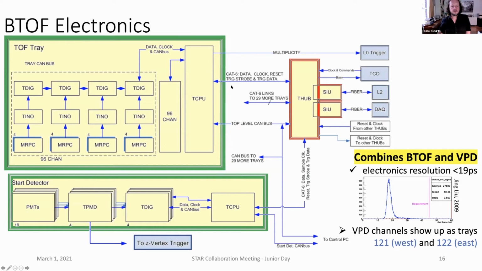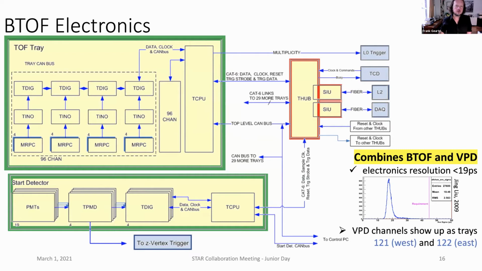A group of 30 trays are hooked up into what we call the T-hub, and there are 4 T-hubs that then provide our interfaces to the trigger and to the data to STAR's data acquisition.